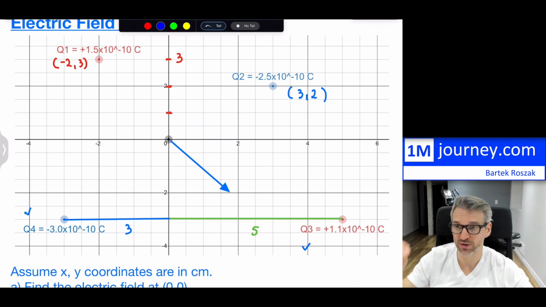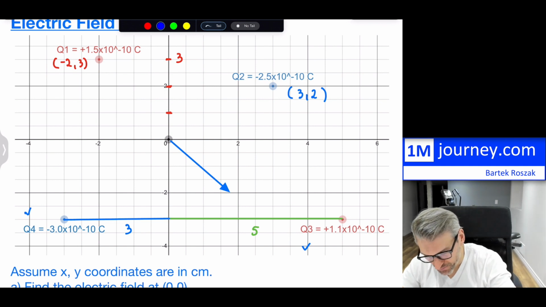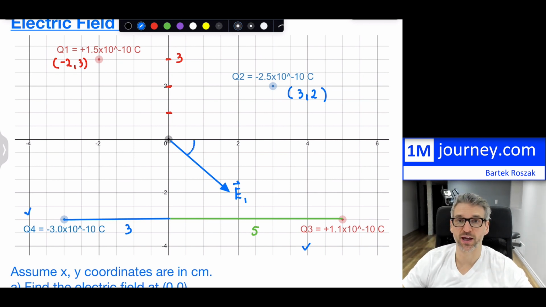So it's going to be 2 and it's going to be 3 upwards, okay, so we can find out what that angle will be. All right, so what I'm going to do now is that I know what this electric field is. So this is E1. I know its magnitude, and now I can find out what this particular angle will be.